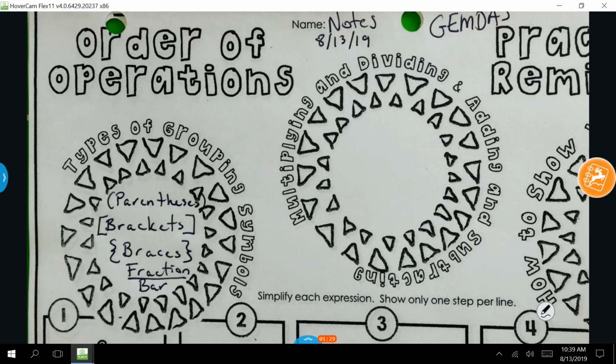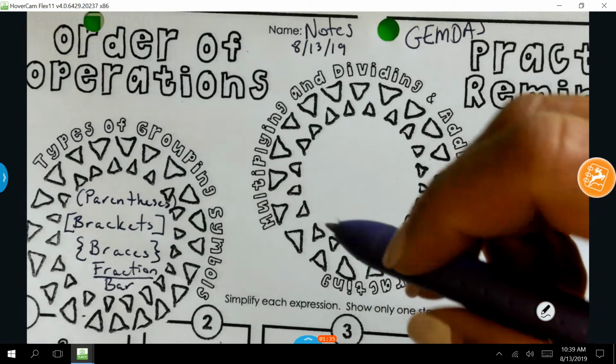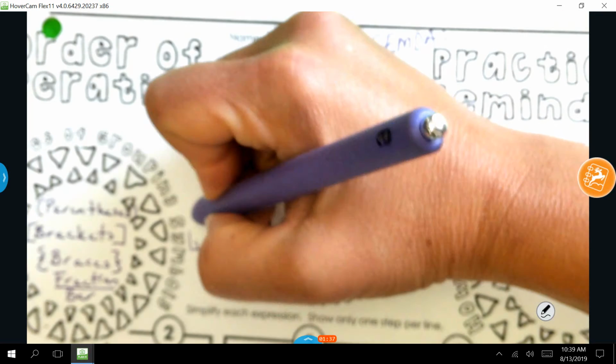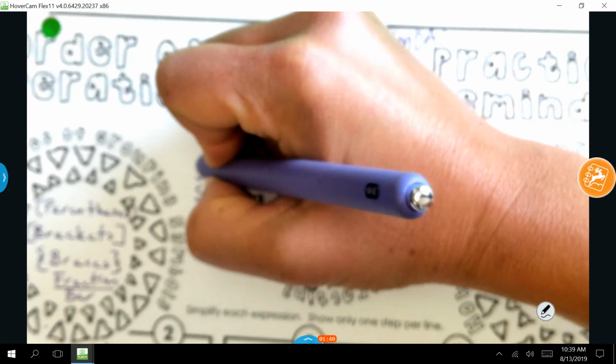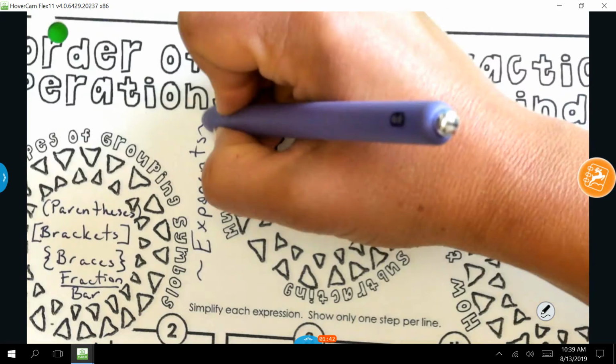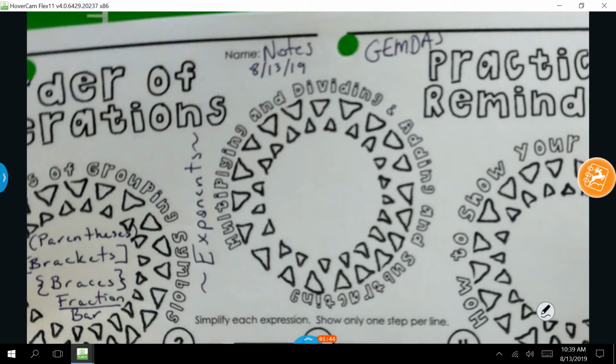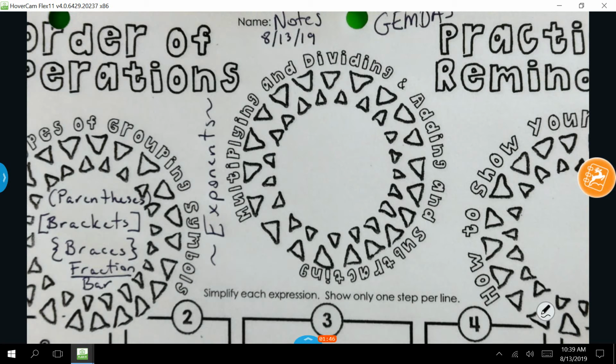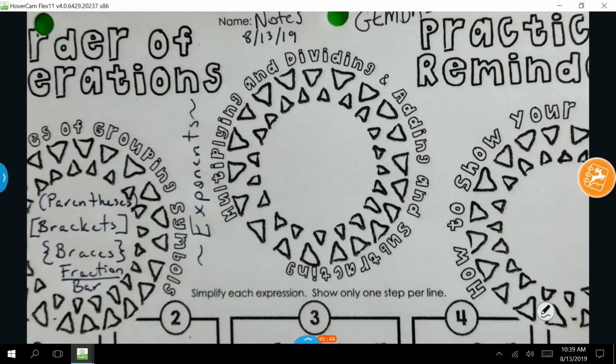After all of those grouping symbols are gone, you will do exponents, which they don't have in here, so we'll just write it in. Let's not forget about them. We do the exponents next. And then the one step that sometimes people get incorrectly is the multiplication and division, and then the addition and subtraction. Order of operations is only 4 steps, not 6.